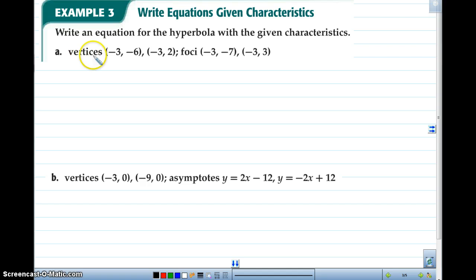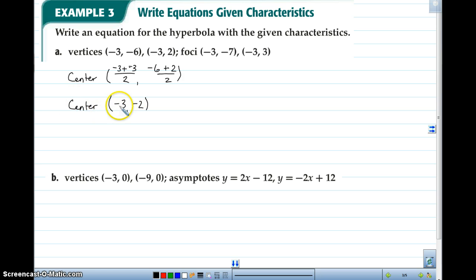So the first thing I noticed is that you give me the vertices for letter A, which means if I could find the midpoint, that would tell me where the center is, and that'll give me h and k for my formula. So -3, -6, and -3, 2, if I use the midpoint formula, I'll find out that the center is going to be at the average of the x-coordinates, so that's -3 plus -3 divided by 2, and the average of the y-coordinates, so -6 plus 2 divided by 2. That first coordinate's not going to change, it's -3, and then this one's going to be at -2. So there's my center.